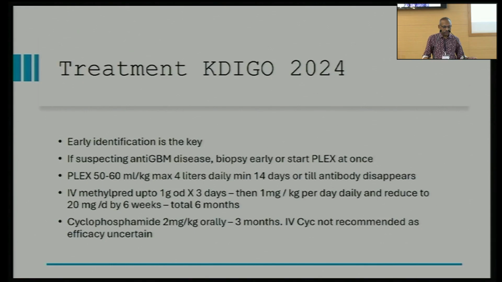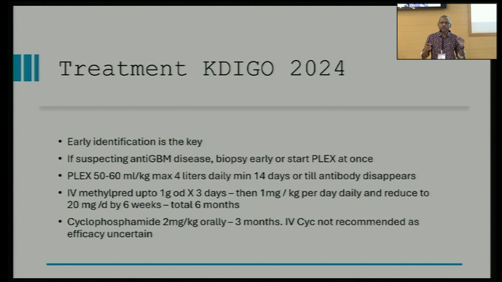So this is the KDIGO. I got a little excited and put it as KDIGO 2024 guidelines. Actually, it's 2021. But even if they publish a guideline in 2030, I don't know whether it will be any different than this. Early identification is the key. So you have to biopsy early or start plex. If you can't biopsy, start plex. If you suspect it, just start plex immediately.